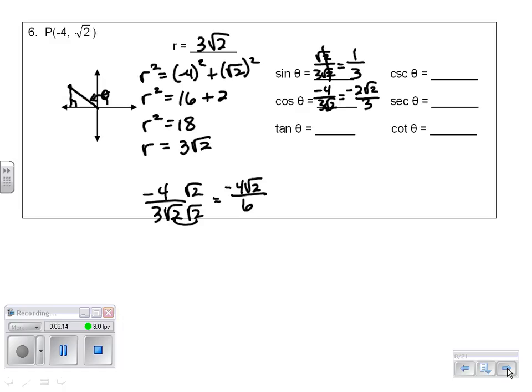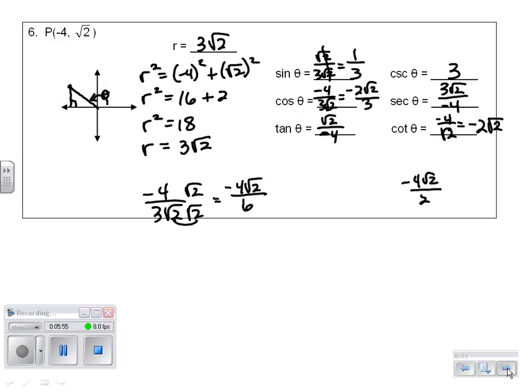For tan, y over x. So root 2 over negative 4. The negative, it doesn't matter where the negative is, just so long as you have it somewhere in the fraction. Cosecant is the reciprocal of sine, so that's just 3. And secant is the reciprocal of cosine, or it's r over x, so 3 root 2 over negative 4. And cotan will be negative 4 over root 2. We rationalize that and get negative 4 root 2 over 2, so that reduces to negative 2 root 2.